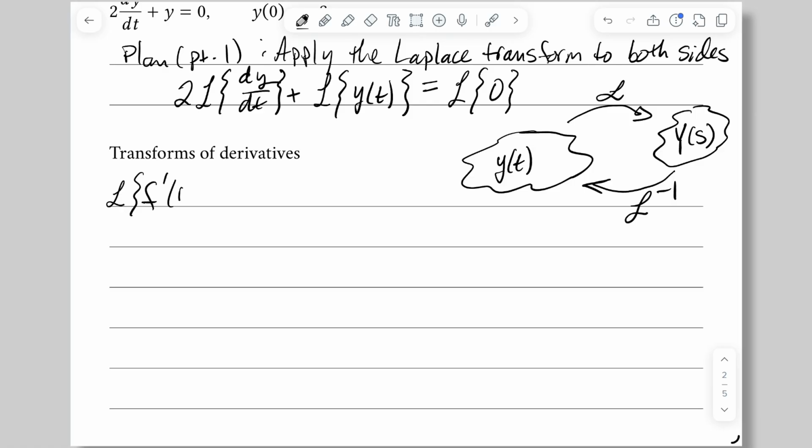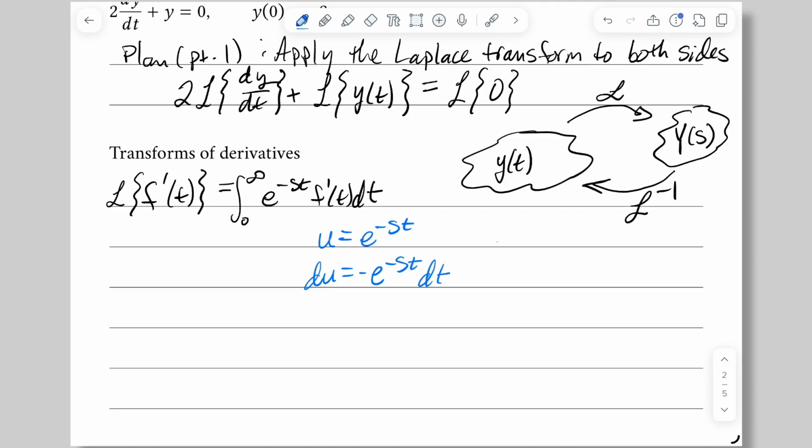The Laplace transform of f'(t), by definition, is the integral from 0 to infinity of e^(-st) times f'(t) dt. We integrate this using integration by parts. Usually I let dv be e^(-st). I'm not going to do that this time. This time u is e^(-st), so that du is -e^(-st) dt. The reason for that is I'm making dv = f'(t) dt. I don't know what f is, but I know that v is then f(t), right? So that works out pretty nicely.